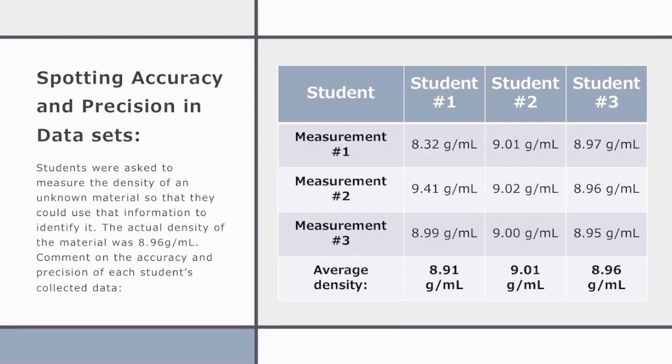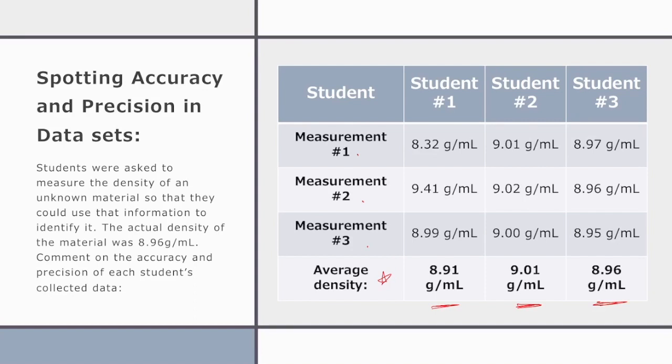So we're going to look over here at this data table. You see that there are 3 different measurements that each student took, and then they calculated the average density. So when we're looking to say something about accuracy, we really want to look at this average value down here, because that's going to tell us how close all of our measurements averaged out to be to the actual value.